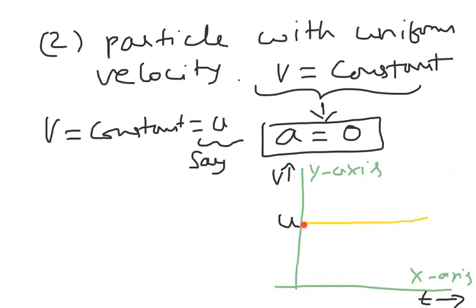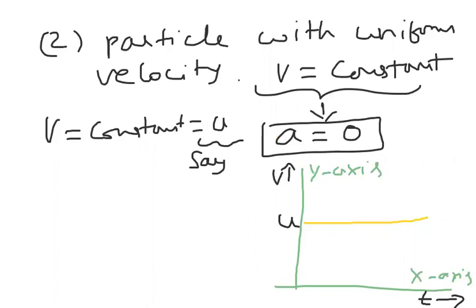What is the u value at the starting? Everywhere it is the same. Time is changing from one point to another, but the velocity value is not changing. Velocity value is constant for change of time. Then we call this a particle moving with uniform velocity. Whenever you say velocity is constant, acceleration is zero, because acceleration is the rate of change of velocity.